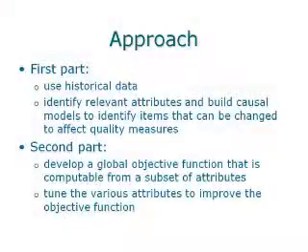Okay, for the first part, which is learning the attributes and how they affect the objective function, we use the historical data from IBM's IT consulting business. And we used that data to get our attributes, and then we used those attributes to learn the causal Bayesian network that shows us how these different attributes affect our objective function.